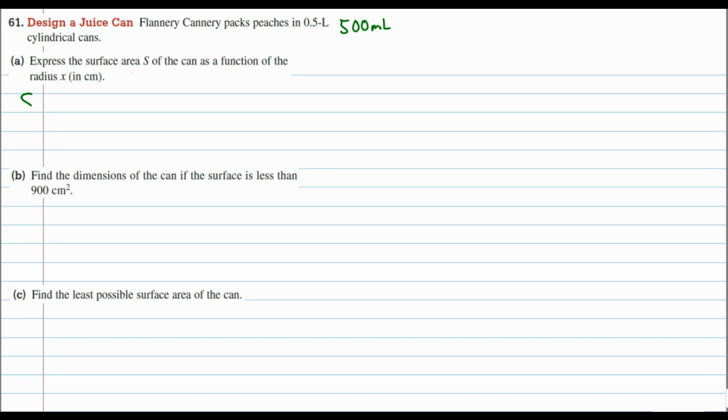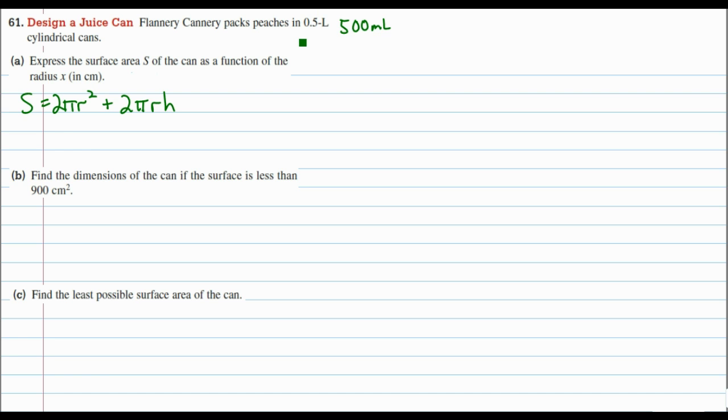So surface area as a function of x. Actually, it's not going to be a function of x yet, so I'm just going to call it S. That's going to be 2 pi r squared, the top circle and the bottom circle of the can, plus the circumference times height. So that's 2 pi r h. It's easy to change the r's to x's, but h has to be expressed as a radius.